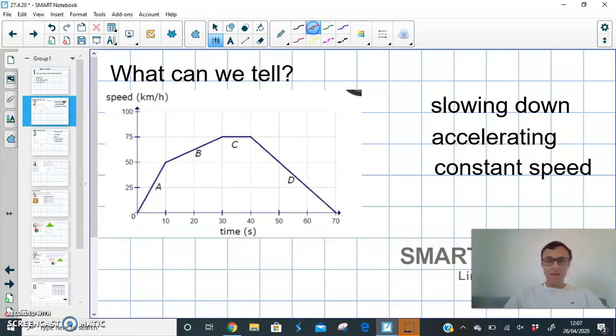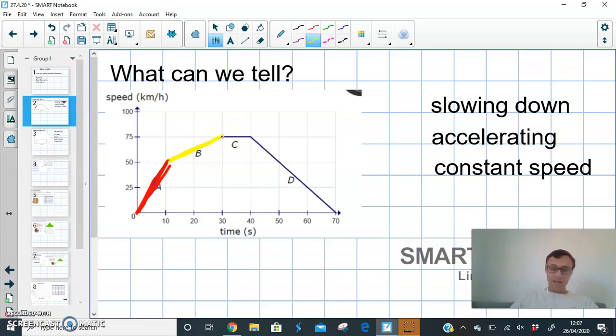Well, it's clearly accelerating at that point there. At point A, it's getting quicker. At point B, there is still an acceleration because it's still getting faster. You can see we're increasing from 0 kilometers per hour to 50 kilometers per hour, so it's accelerating, we're going faster. And then again at point B, we're accelerating from 50 kilometers per hour to 75 kilometers per hour.